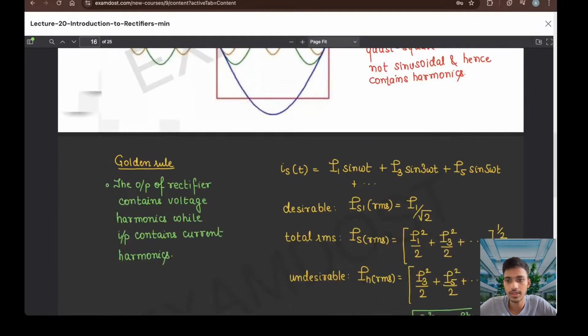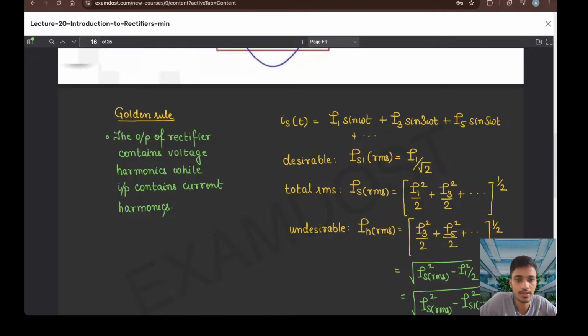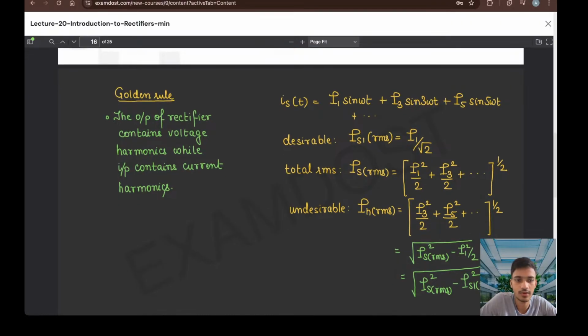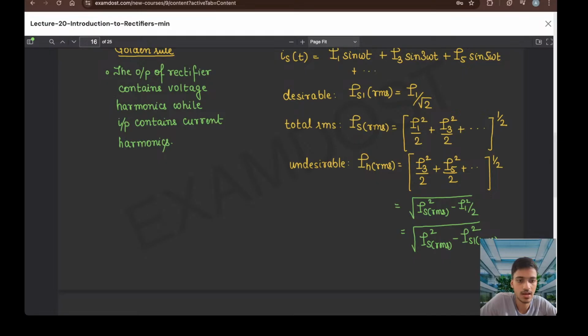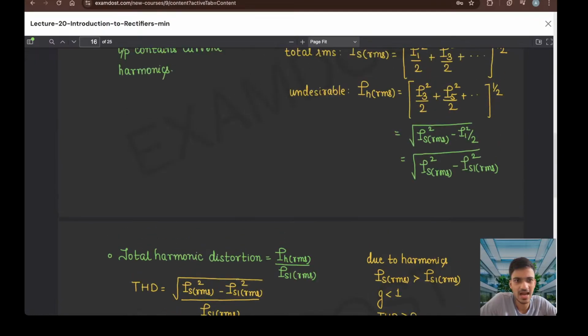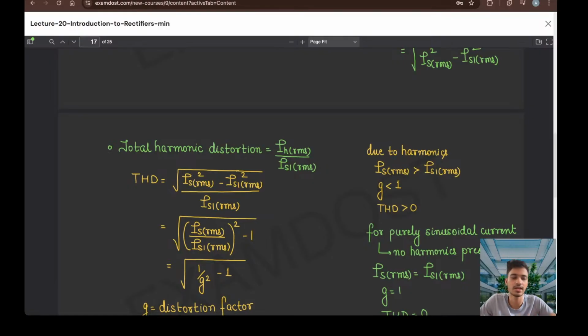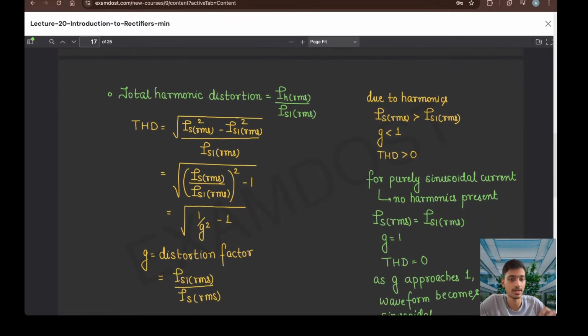Okay, now, golden rule is that output of the rectifier contains voltage harmonics while current harmonics are on the input side. Okay, so current का हमारे पास ये कुछ है, desirable part ये है टोटल RMS, वही सिमिलर टाइप का हमने किया, इस हार्मोनिक से माइनस किया, है ना. और उसके बाद डिवाइड कर दिया, like the fundamental one. सो ये वाला AC साइड का है, हमारे पास जो इनपुट साइड का है.